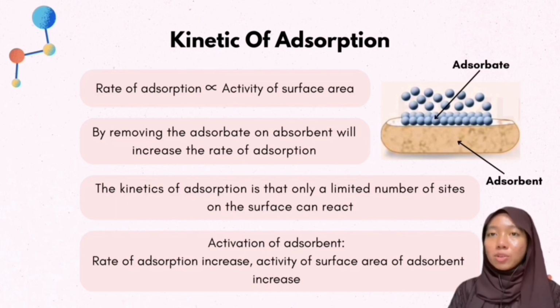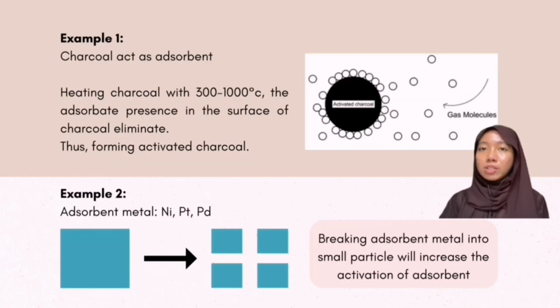The kinetic of adsorption is that there are only a limited number of sites on the surface. It can react, which as the adsorbate being removed from the adsorbent will increase the rate of adsorption. There are two examples of kinetic adsorption. From example 1, charcoal acts as adsorbent in the formation of activated charcoal. Charcoal heats under 300 to 1000 degrees Celsius, so the adsorbate present in the surface of charcoal is eliminated. Thus, it forms activated charcoal.